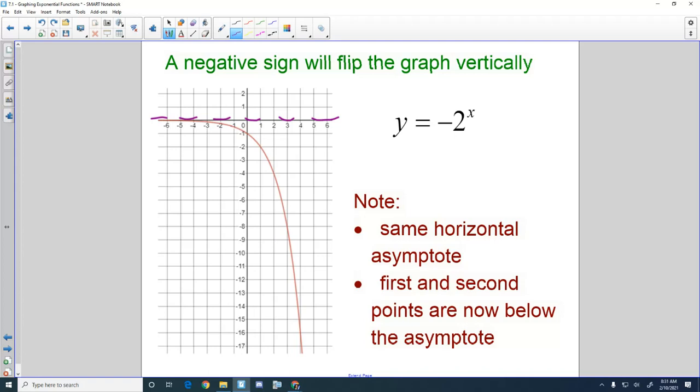It's just now the first and second point, instead of being above, are going to be below because it's upside down. First point is at (0, -1), right? Instead of going up 1, it's down at -1 now. The second point is at 2, which again, check out the base. The base is 2. If the base were 3, that second point would be down at -3. So whatever the base is, that's where that second point is going to be located, how far away from the asymptote. Okay, so a negative just flips it, just like it has been in all our other functions so far.